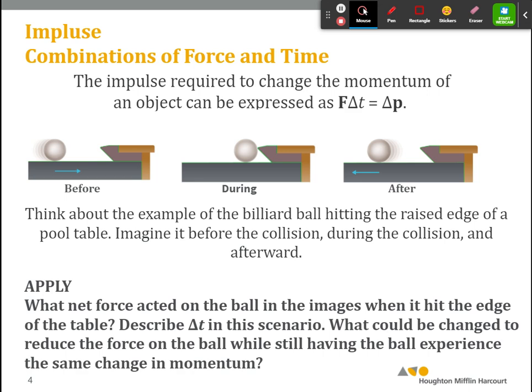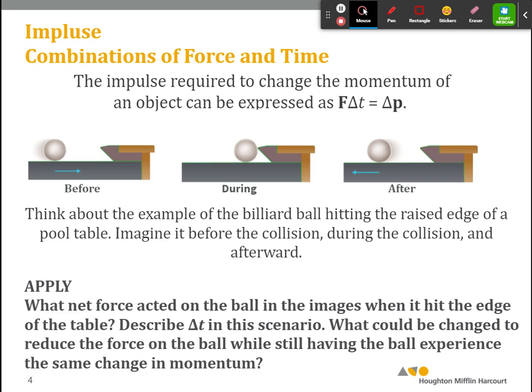Because remember, we see this up at the top of the slide here: F delta T equals delta P. So if we say delta P is constant, we have the same change in momentum, and we want to use a smaller force, then that means delta T has to be longer. So you have to have a longer period of time. Smaller force applied over a longer period of time is going to result in the same change in momentum.